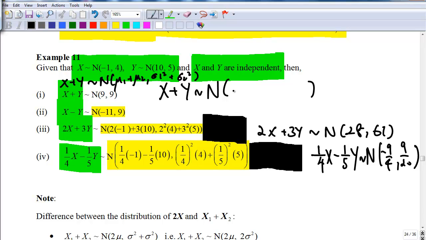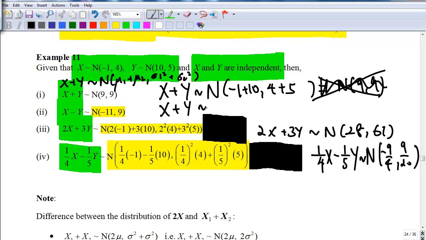So that means for our X plus Y here, I will have minus 1 plus 10, and then 4 plus 5. Now what you shouldn't do is to say that this equals N(9, 9). This is because we never equate distributions. Okay, we never equate distributions. So if I want, I can write down one more line to write down the answer.